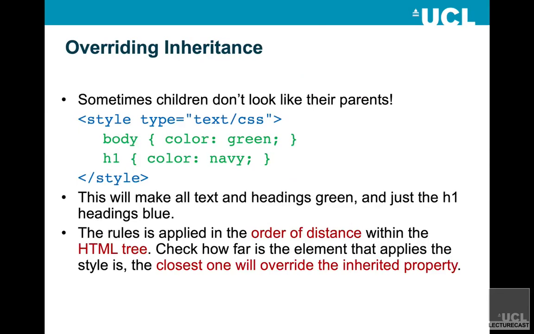Let's have a look at an example where we have a body and h1, and we would like to apply the color green to the body. We would also like to then use a specific h1 selector to specify that the color of the heading will have to be navy. Now, I've created a little example that I would like to show you, to see this in practice and how this simple inheritance with only a few tags will work.